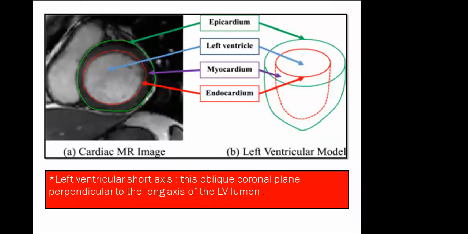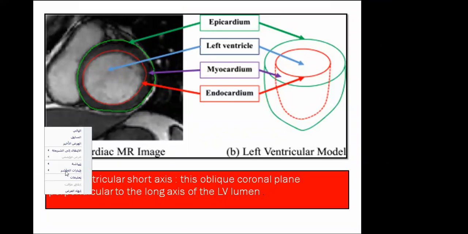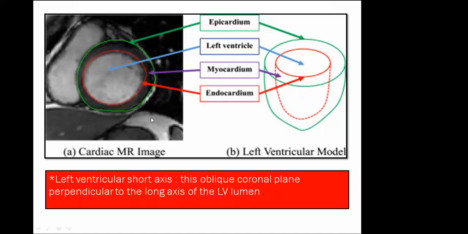Left ventricular short axis, this is an oblique coronal perpendicular to the long axis of the lumen. Long axis of the left ventricular lumen. Okay, this is an image showing the left ventricular short axis. This is the epicardium, left ventricle, myocardium, and endocardium, indicated by the red arrow.